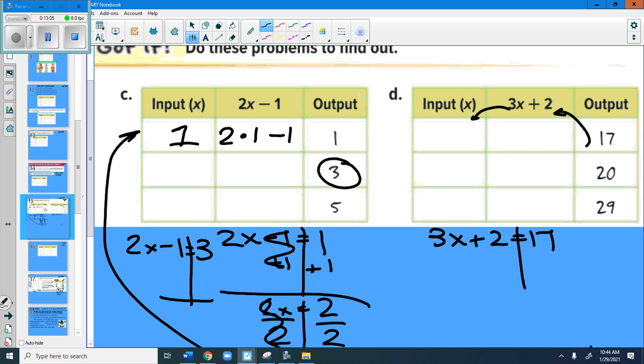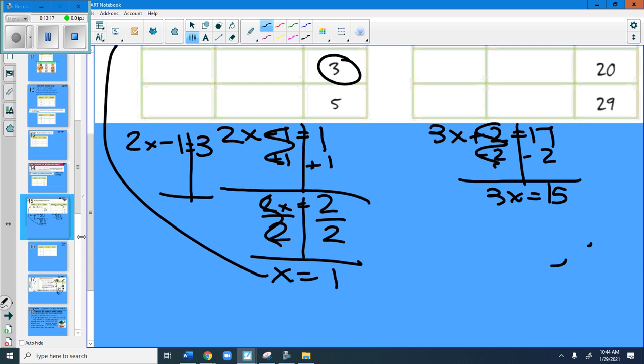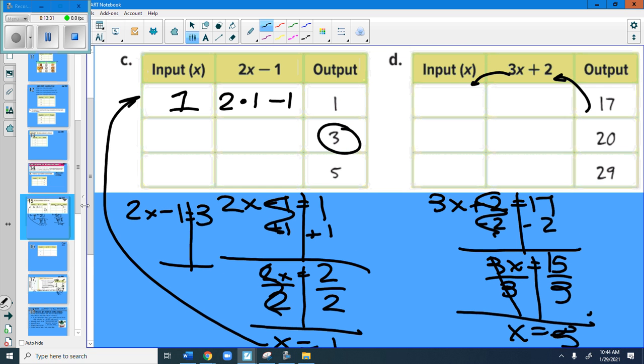17. Train tracks, the opposite or inverse of plus 2 is minus 2. Cross off what cancels. 3x equals 15. Is the variable all by itself yet? No. So we have to draw train tracks again. The opposite of multiplying by 3 is divide by 3. So 15 divided by 3 equals 5. So x equals 5. That's your input value.